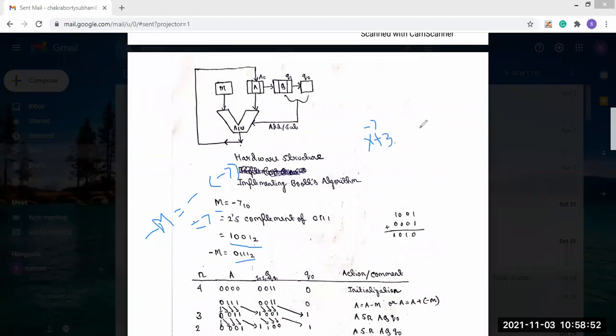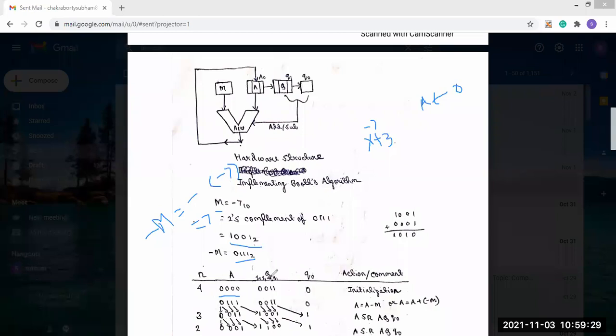Then the accumulator. If we see the flowchart, the accumulator is initialized with 0. Since n is 4 bits, we have to use 4 zeros here, because to initialize the accumulator we require 0, but we have to represent this 0 as 4 bits.